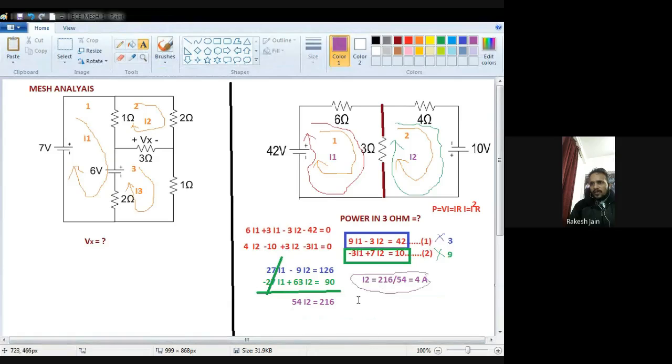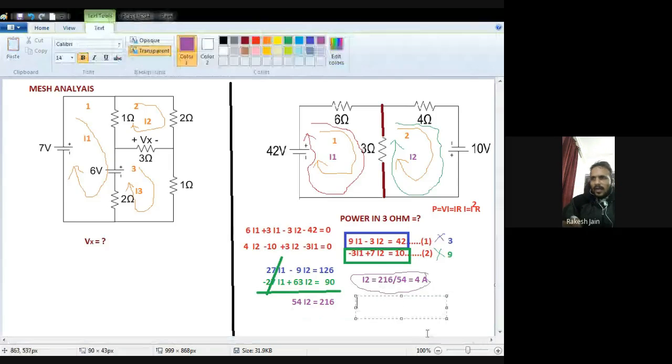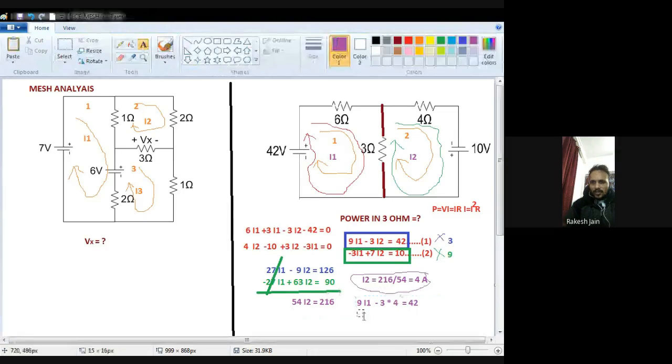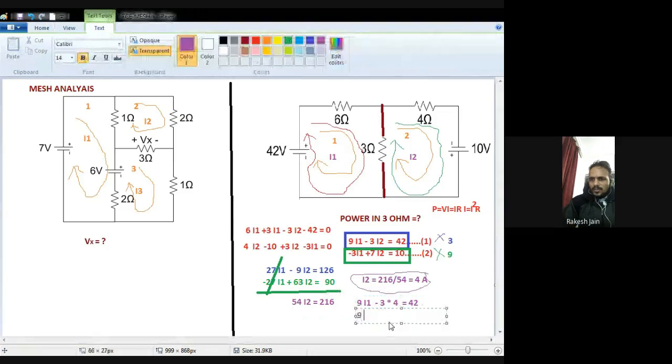So 9 I1 minus 3 multiplied by I2. I2 is what? 4 ampere. So I2 is equal to 4. That is equal to 42. So 9 I1 is equal to 12 plus 42, that is 54. 4 threes are 12 plus 42, that is equal to 54.